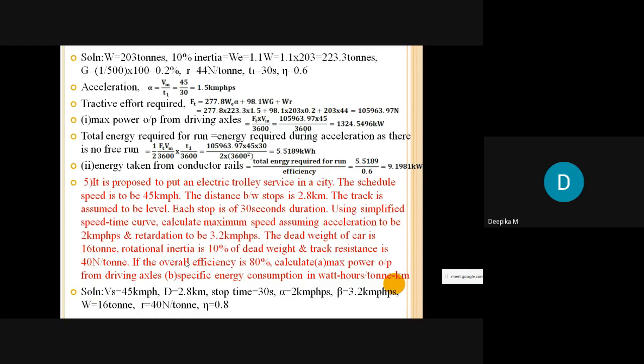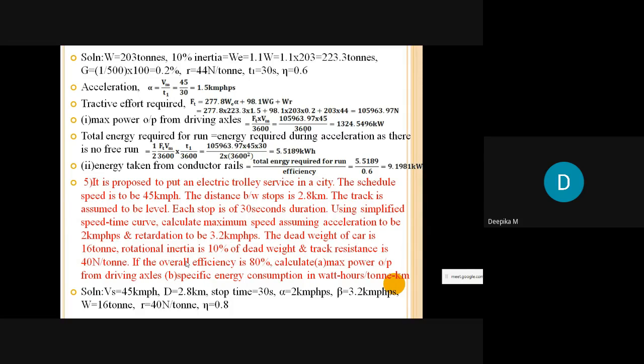So here you can see that in a city they are going to plan the electric trolley service. This is the proposed system. They have considered that the scheduled speed would be 45 kilometer per hour, the distance between the stops is 2.8 kilometer, and the track is a level track. At each stop the duration is 30 seconds, which means the trolley will be stopping only for 30 seconds at all the stops.